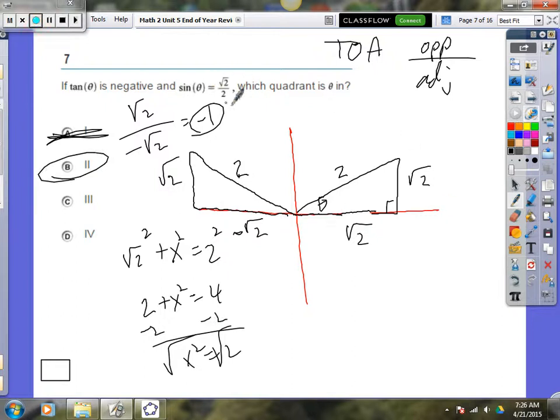Sine is positive because sine is opposite over hypotenuse. Sine is positive, but tangent's negative. That only happens in quadrant 2.